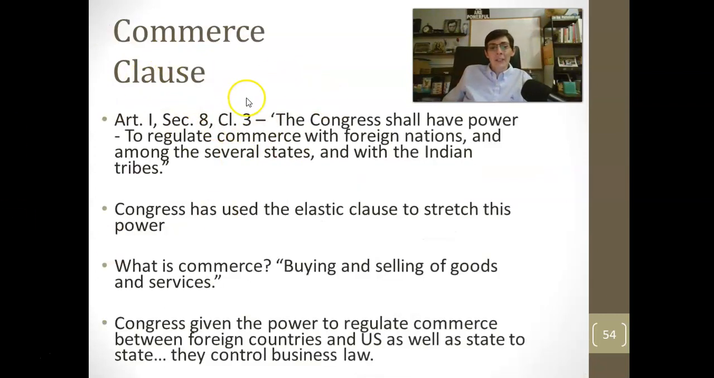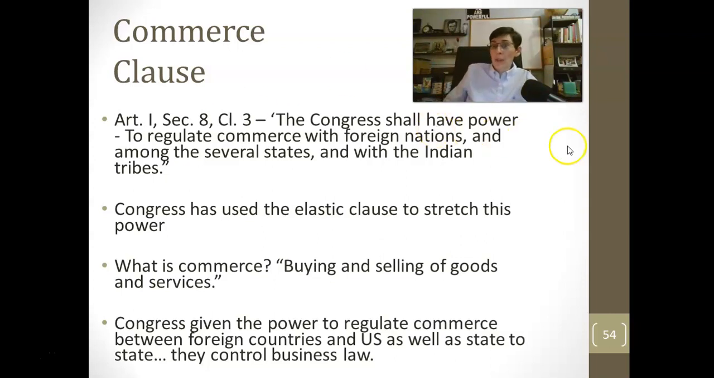So before we get to that, let's talk about the Commerce Clause. The Congress shall have power to regulate commerce with foreign nations and among the several states and with Indian tribes. So Congress, over the course of our country's history, has used the Elastic Clause to stretch this power significantly. Commerce, simply put, is the buying and selling of goods and services, virtually any economic activity, really. So Congress is given the power to regulate commerce between foreign countries and the U.S., and in between states, not within a state, but between two different states.